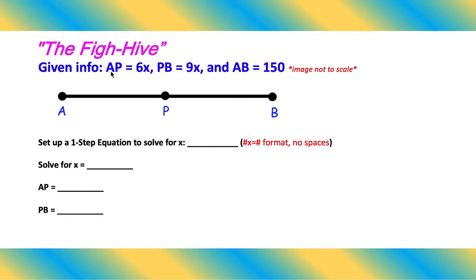Given the info that AP equals 6x and PB equals 9x and AB equals 150, set up a one-step equation, solve for x, and then find AP and PB.